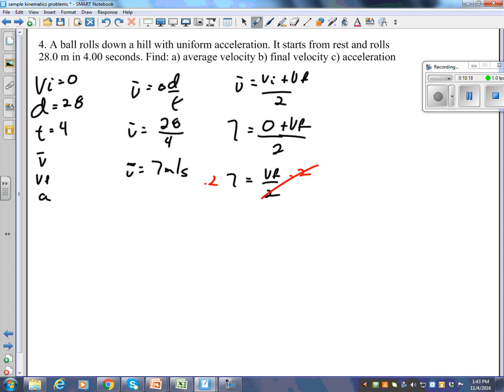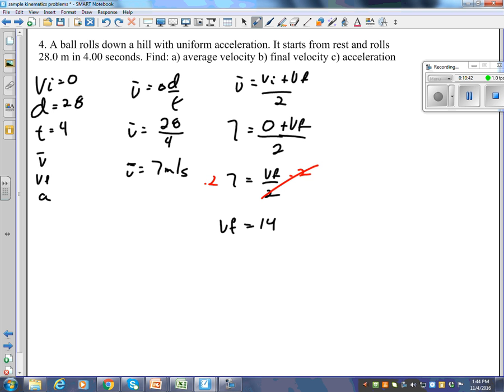Can I write the VF on the left-hand side? No. Why not? Does it matter if I write 14 equals VF or VF equals 14? No. And most people like the variable to be on the left.